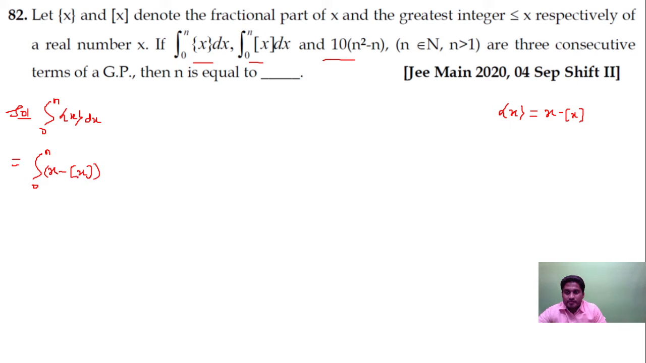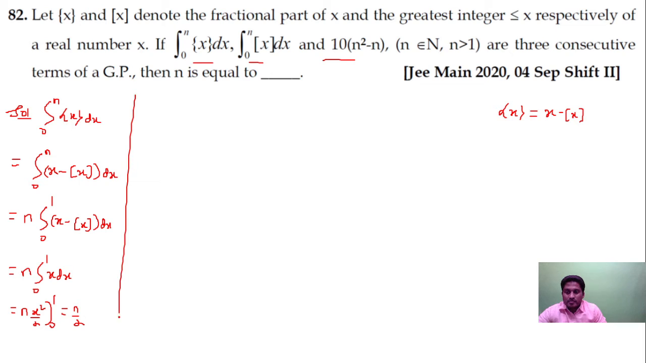If it is a periodic function with period 1, integral 0 to nt can be written as n times integral 0 to t, where t is the period. Now between 0 and 1, box x is 0, so you get only x dx. Integration of x is x square by 2, between the limits 0 to 1, so this is n upon 2. Next, integral 0 to n of the integral part of x. The integral part of x can be written as x minus the fractional part of x.